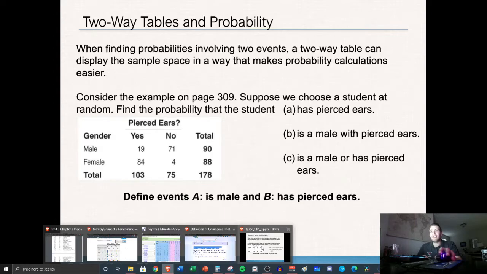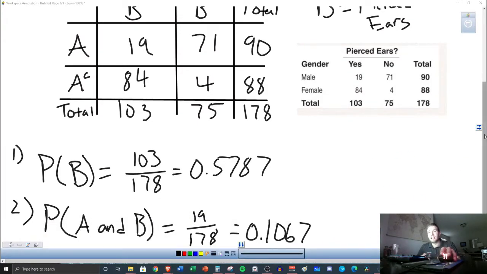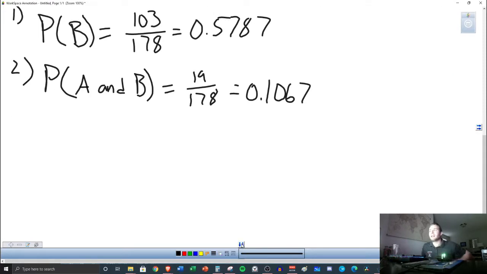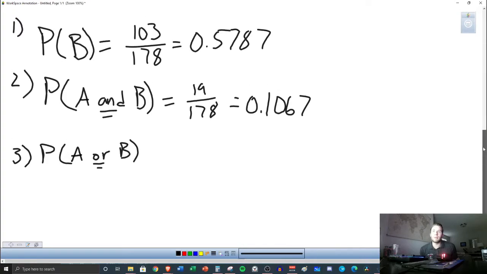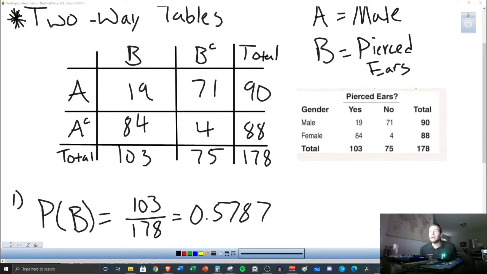All right, next. Is a male, and we have this word or, has pierced ears. So how does that change things? That's what we want to know. I talked about already how important the word and is, and now we're going to compare it. So the probability that they are male or they have pierced ears. How does that change this question when we want the or statement? It doesn't have to be both, but it could be either, right? That's how you interpret that. So let's see what you come up with. Male or has pierced ears. I'll pause it.